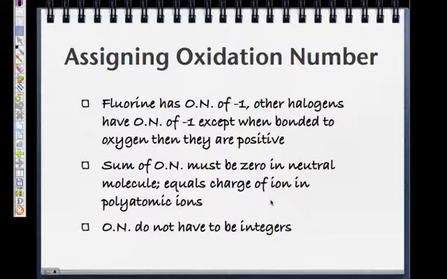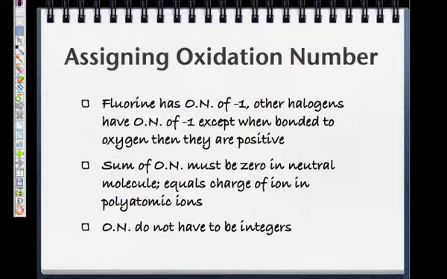Fluorine is always an oxidation number of -1, and there are no exceptions for fluorine. All the other halogens, that group, are also -1, except when they're bonded to oxygen, then they're +1.